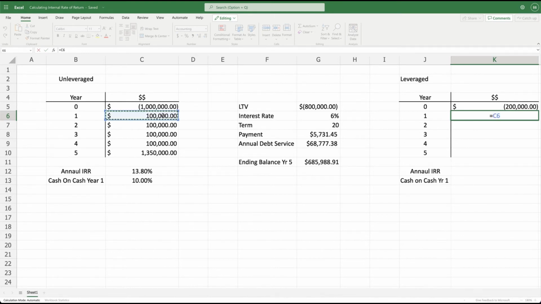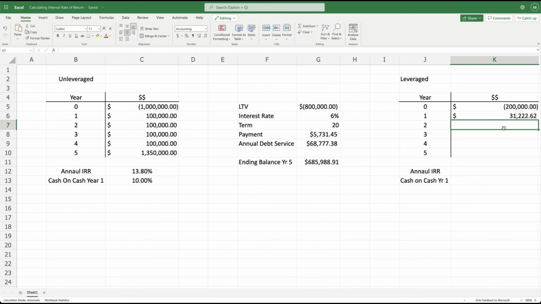Now, on these, I'm going to take $100,000 is what we get back, except we have to subtract from that the annual debt service that we're going to be paying the bank on the $800,000 that we borrowed. And so what we're going to get to keep is $31,000 and some change. And we're just going to do this a few different times.